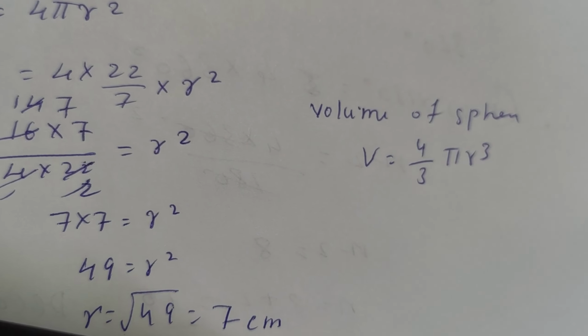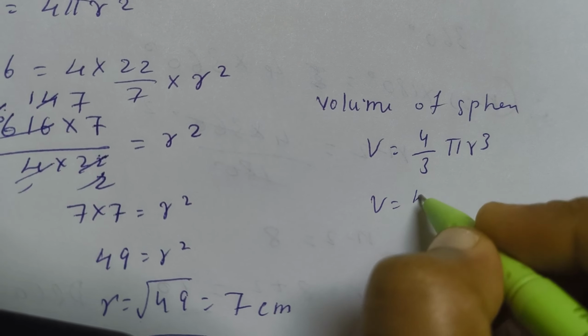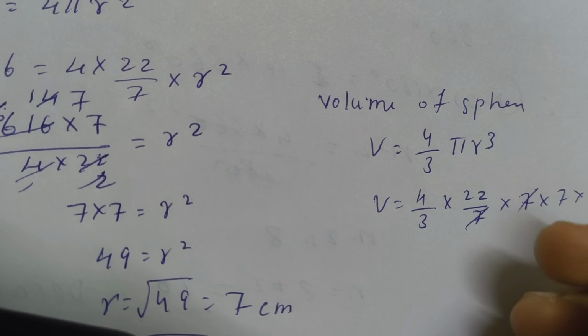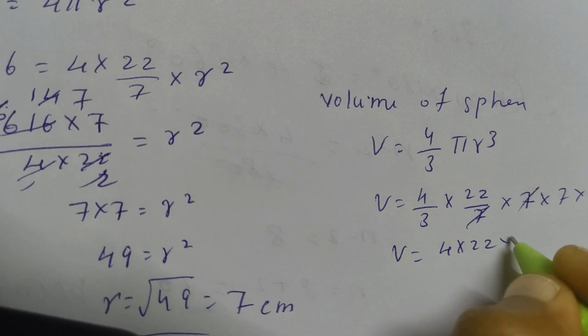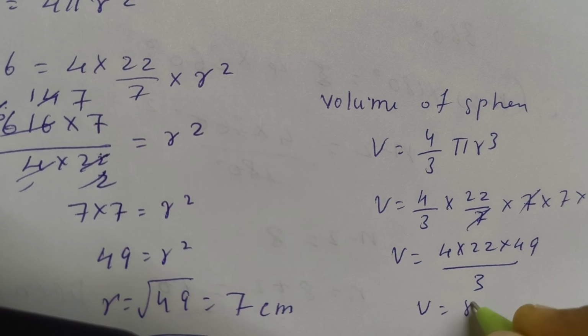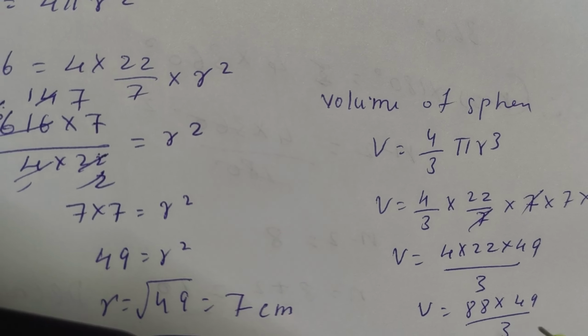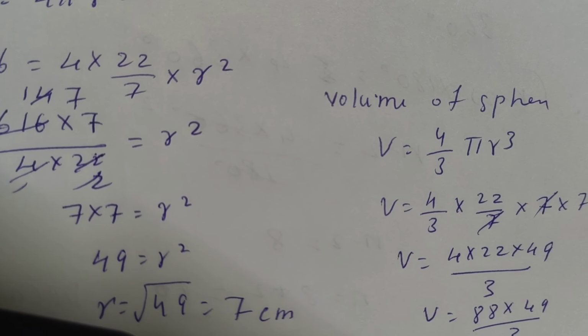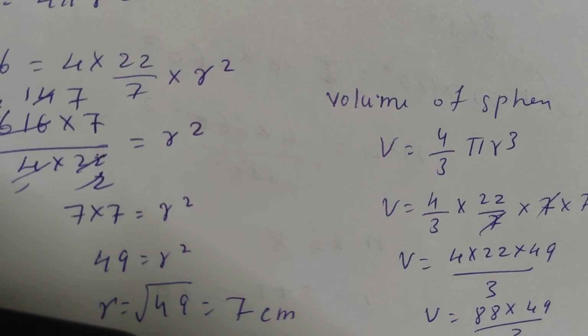So the volume of the sphere V is equal to 4/3 pi R cube. Now substitute all the values. So by simplifying, we get 1437.33 centimeter cube. So option 1 is the correct one.